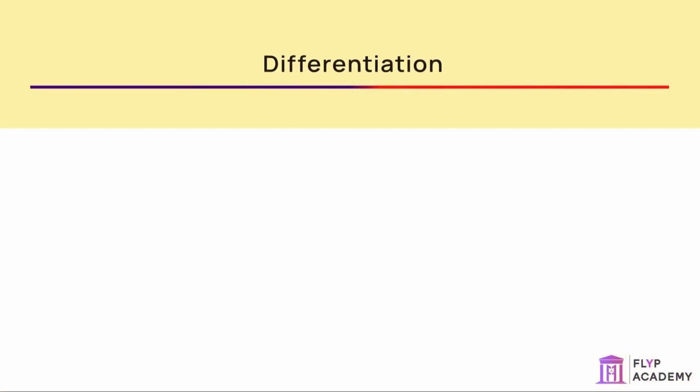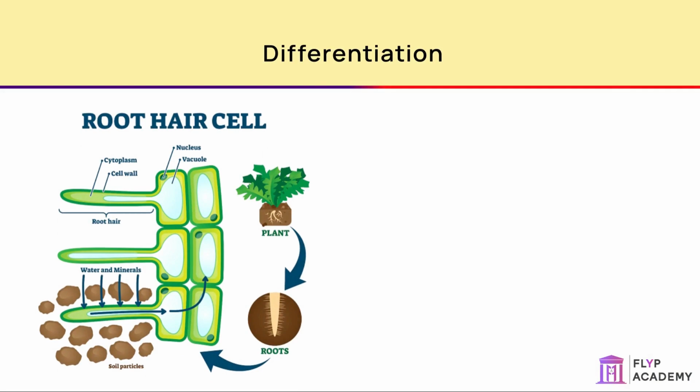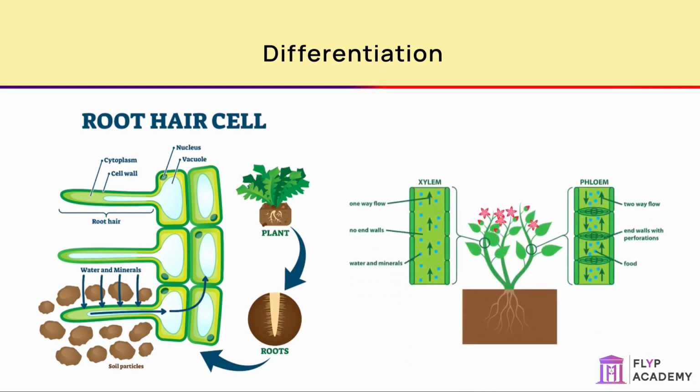Some examples of specialised plant cells include root hair cells, xylem and phloem cells. Root hair cells have a large surface area to absorb water and minerals from the soil. The xylem and phloem in plants allows for the transport of water, minerals and food throughout the plant. The cells stack together to form hollow tubes for the substances to pass through.